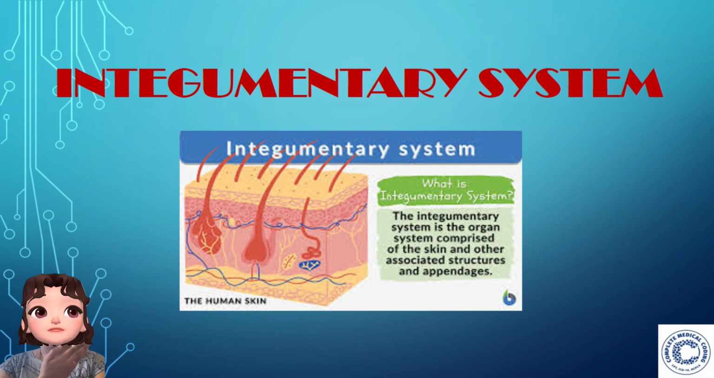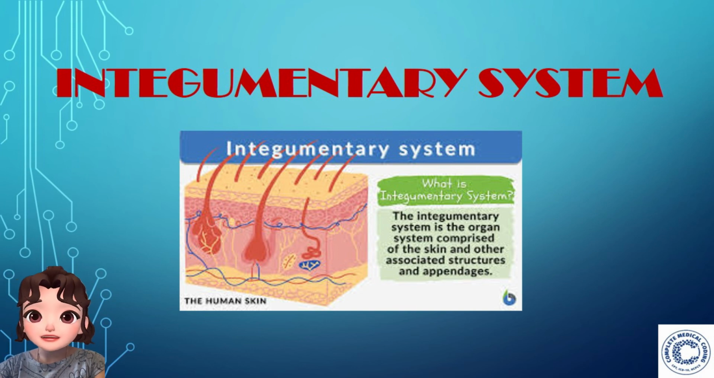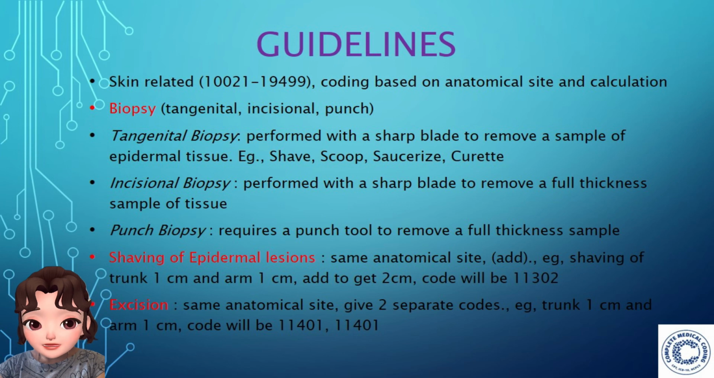Today let's discuss the integumentary system. The integumentary system represents the human skin. It is the organ system comprised of the skin and other associated structures and appendages. There are a few guidelines that we need to notice while coding for the integumentary system.